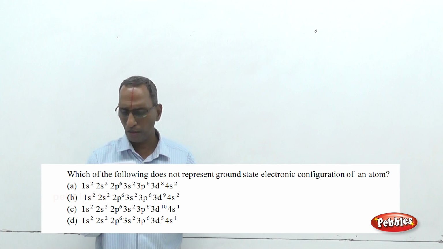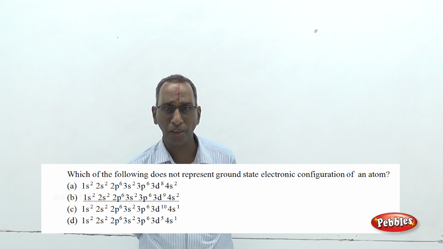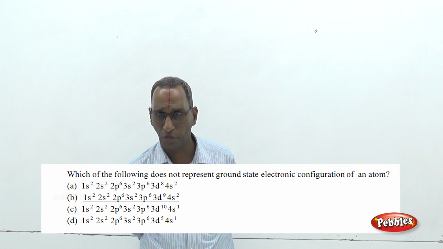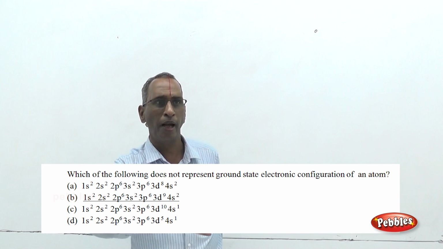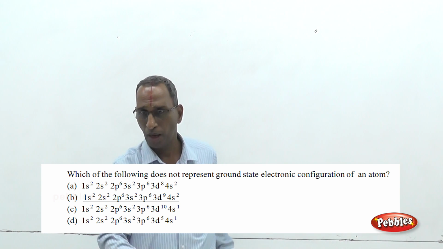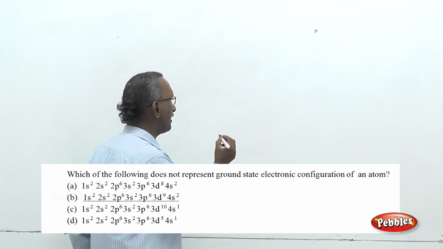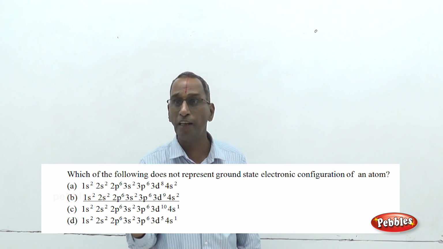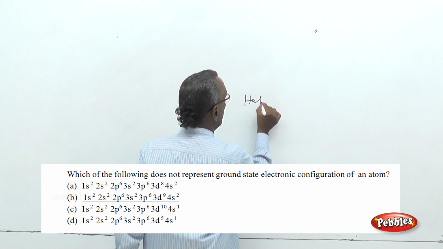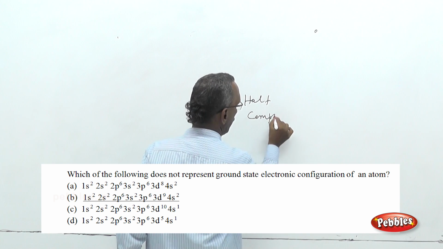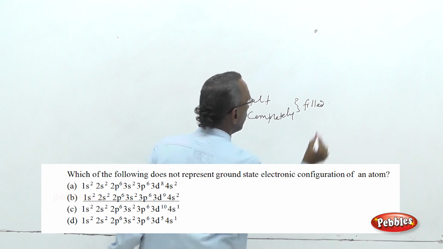Next one is electronic configuration. There are 2 types: ground state configuration and excited state configuration. Excited state means, due to higher energy content, they will move to other shells of higher energy. A system will be stable if it has a half-filled or completely filled configuration, which we might have studied.